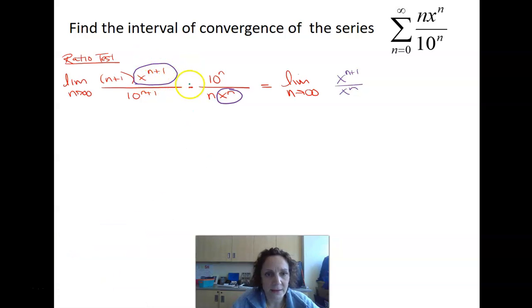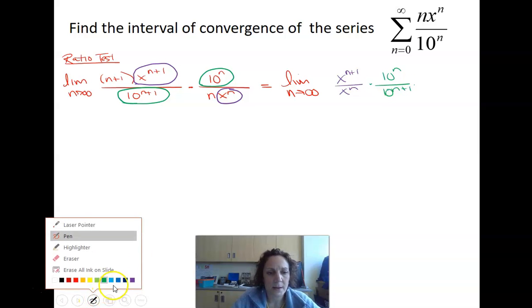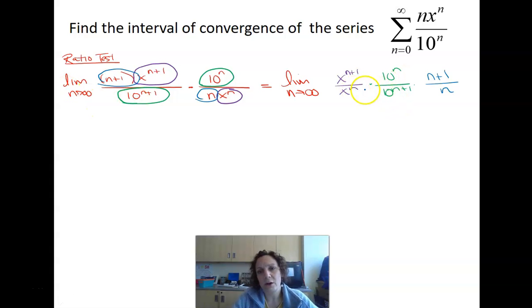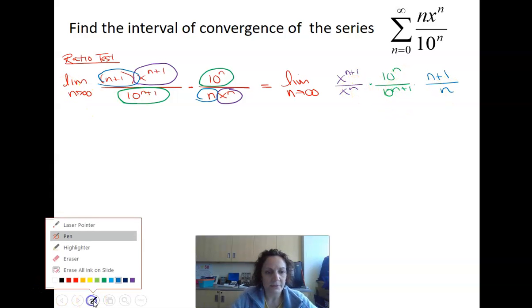I'm going to take this 10 to the n plus 1 and pair it with my 10 to the n. So I have a 10 to the n on top, I have a 10 to the n plus 1 on the bottom. And then I'm going to take my n plus 1 and my n and pair them in their own fraction. Now, you're certainly welcome to reduce this just by looking at it from here. I find it helpful to break it up and simplify the chunks one at a time.